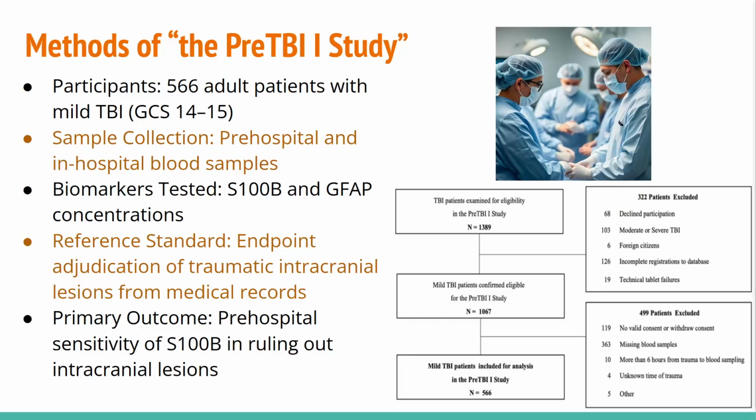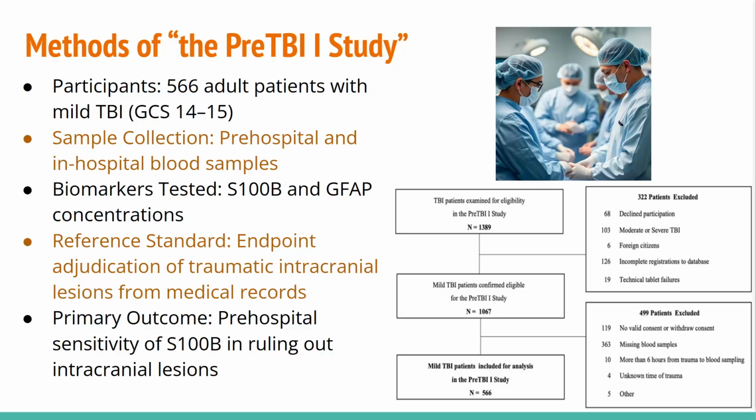Now let's dive into how the researchers conducted the pre-TBI study. They focused on 566 adult patients who had mild traumatic brain injuries. To qualify as mild, these patients had Glasgow Coma Scale scores ranging from 14 to 15, which is pretty standard for minor head injuries. The researchers took blood samples from these patients both before they got to the hospital and after they arrived. This way they could measure levels of the biomarkers S100B and GFAP.